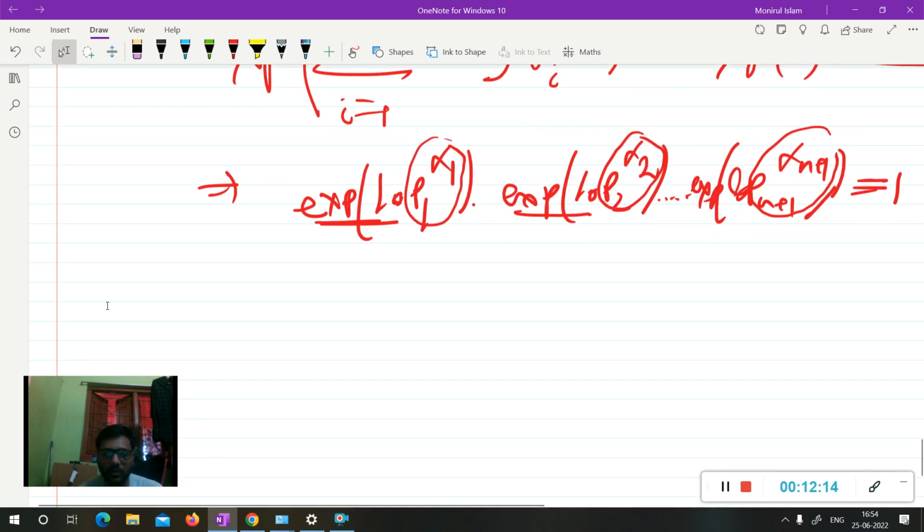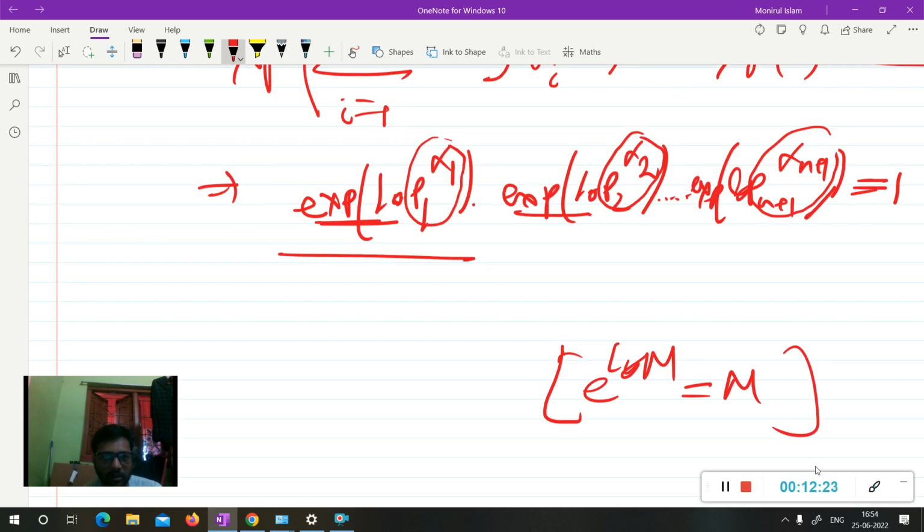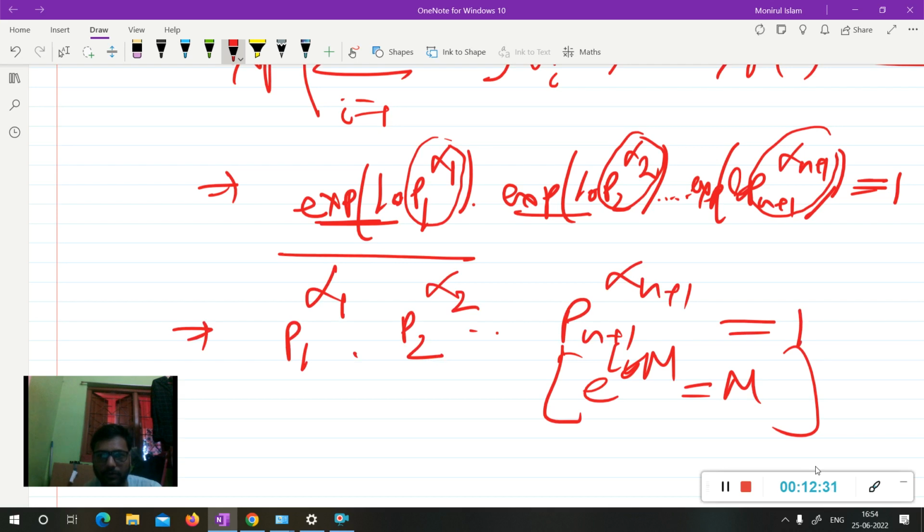Okay, how do you know this? Because we all know the property: this is the property e power log power m, this will be m. If we apply this here, then this gives p1 power alpha 1, this gives p2 power alpha 2, and this gives pn plus 1 power alpha n plus 1 equal to 1.